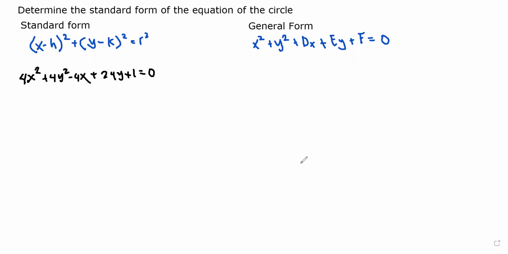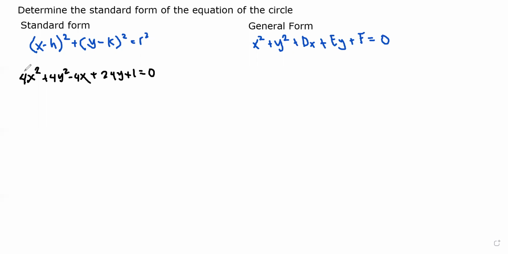In this lesson, we're going to determine the standard form of the equation of the circle defined by our given example. But before that, be reminded that the standard form of the equation of a circle is quantity x minus h squared plus quantity y minus k squared is equal to r squared. And its general form is x squared plus y squared plus dx plus ey plus f is equal to 0.